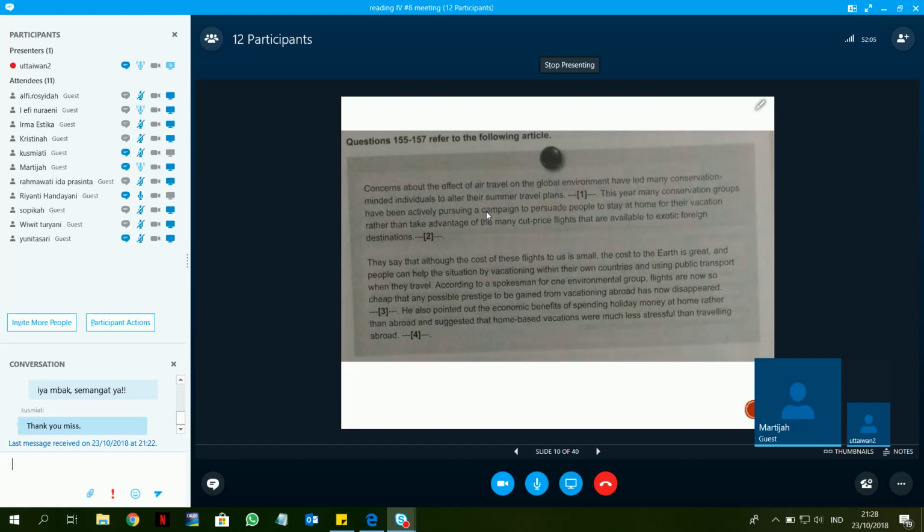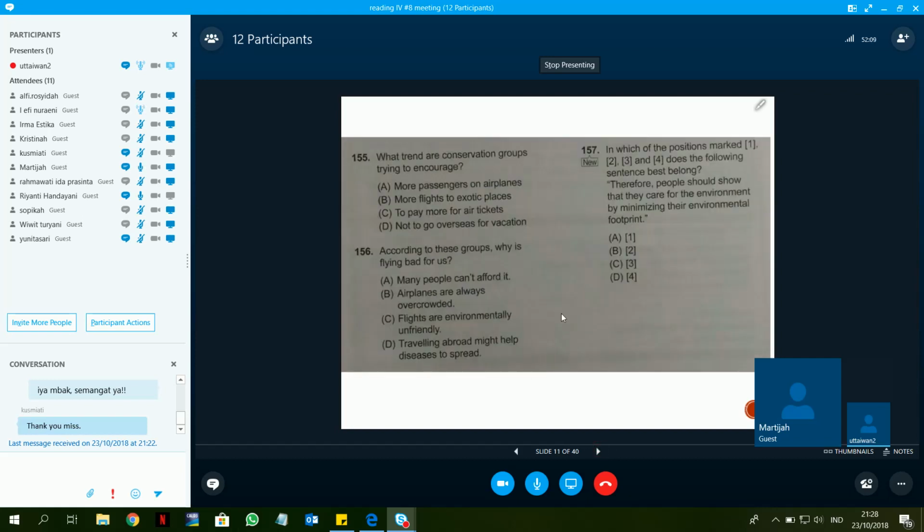Tadi pilihannya mana, Miss? Coba. Pilihannya ini. What trend are conservation group trying to encourage? Trend apa? Not to go overseas for vacation. Ini bukan ya?